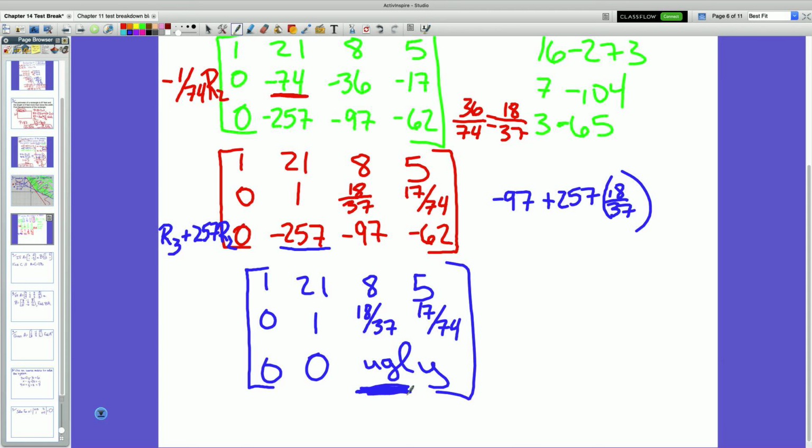Then you get a 1 here, and then you take row 2 plus, and then you get this to a 0, and then get this to a 0, and then get this to a 0. That's how it works.